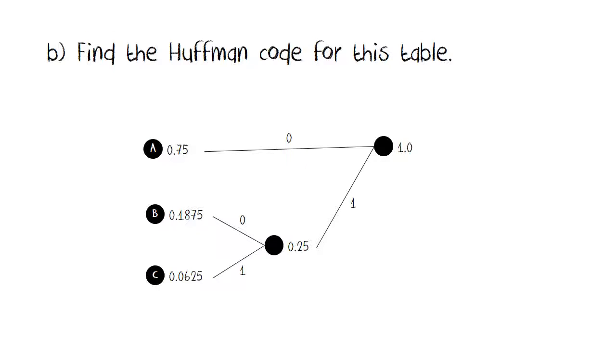Since this final node is the root of the tree, I'm going to change the color of the node to red. We're ready to find the Huffman code for the three symbols A, B, and C. Let's just start with A.